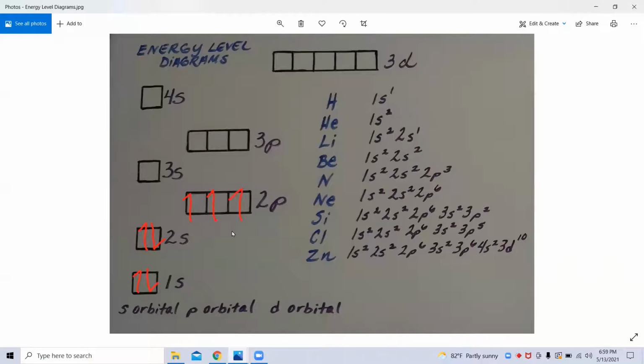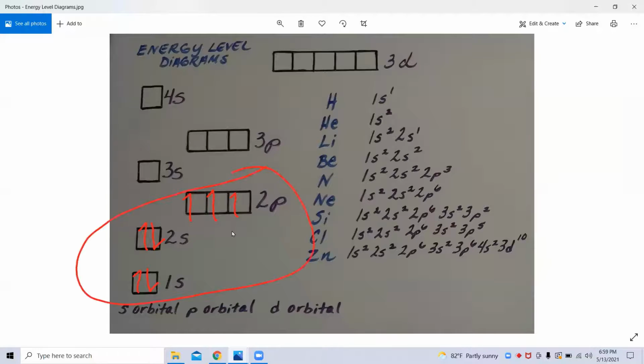Now, once again, you want to fit them in the box as best you can. I'm just trying to show you how to do this. Your representation will probably be better than mine. But anyways, there's your energy level diagram for nitrogen.